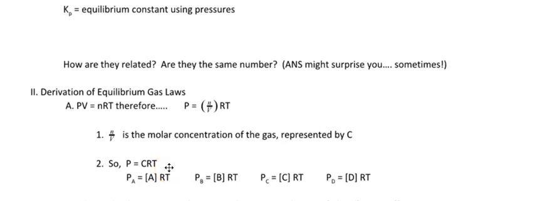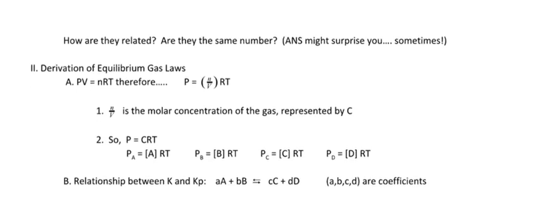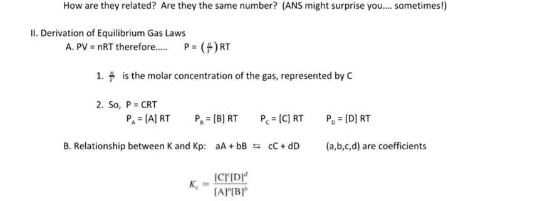But that doesn't really help if you have different concentrations. So let's use Dalton's law of partial pressure and break it down. So pressure of A is equal to the concentration of gas A times RT. Partial pressure B is equal to the concentration of gas B times RT, et cetera, et cetera. So now what? Well, let's use the law of mass action and come up with Kc.